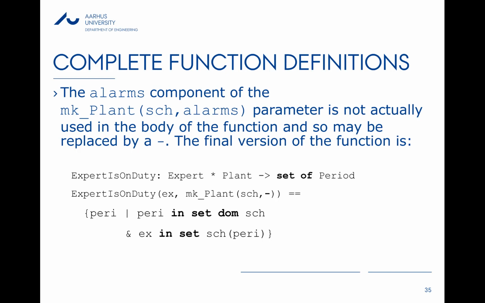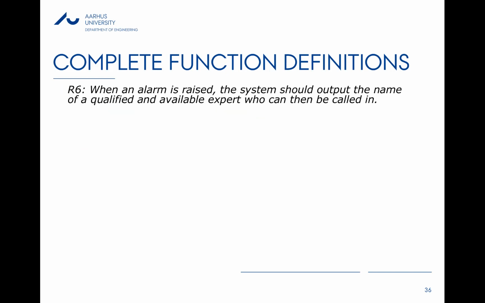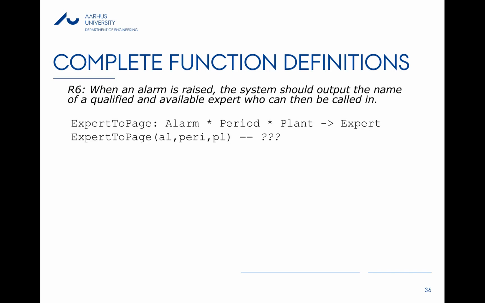We could have expressed some of the other invariants for the other definitions a little bit simpler as well, but you can do that as an exercise on your own. Now, completing the function definition also for this one. When an alarm is raised, the system should find the name of the qualified and available expert who can then be called in. Well, we have the type of it.